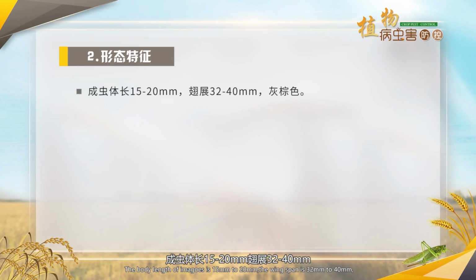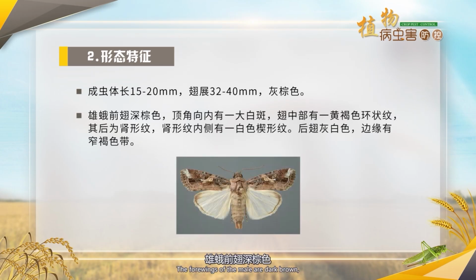The body length of imagos is 15 mm to 20 mm. The wingspan is 32 mm to 40 mm, and it is grayish brown. The forewings of the male are dark brown, with a large white spot located inward from the apical angle, a yellowish-brown annular stripe in the middle of the wings, a kidney-shaped stripe behind it, and a white wedge-shaped stripe inside the kidney-shaped stripe. The hind wings are grayish-white, with narrow brown bands at the margins.